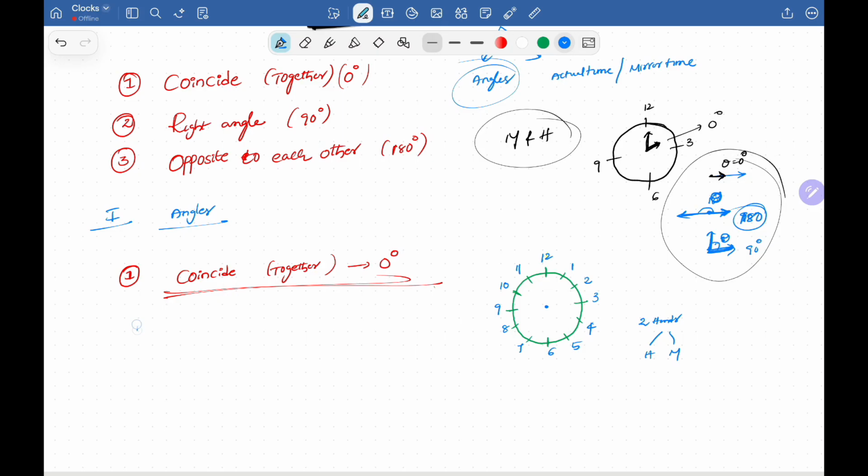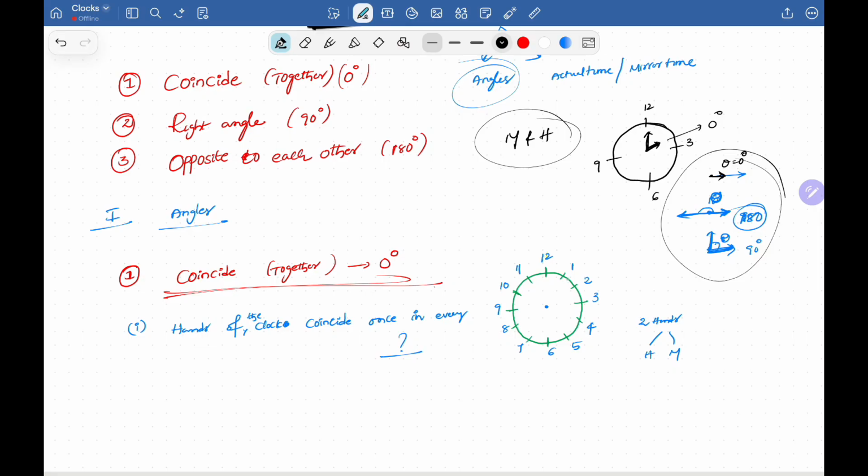They can ask any type of question, like: hands of the clock coincide once in every what time? How many times will they be together in 12 hours? In 24 hours? The question is about the time in which the hands of the clock coincide once. I'll explain it here.